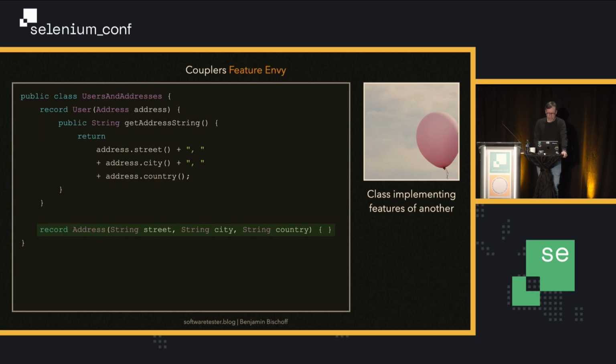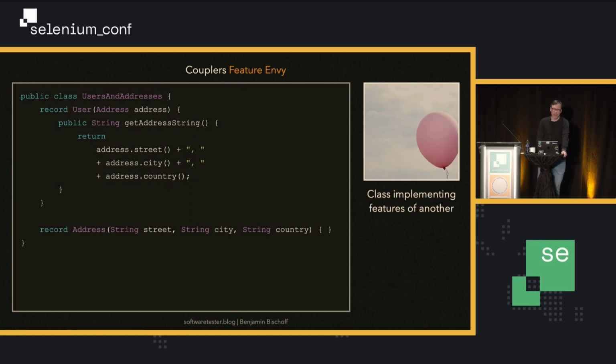There's an address with street, city, and country. And we have a user. And the user has the method getAddressString. So it takes the address and extracts all the information from it and creates a string for the address that you would normally expect to be in the address class. For this, it can make a lot of sense, though, to have this in the user, depending on your use case, but you should look at cases like this more closely because there could be something deeper hidden inside it.